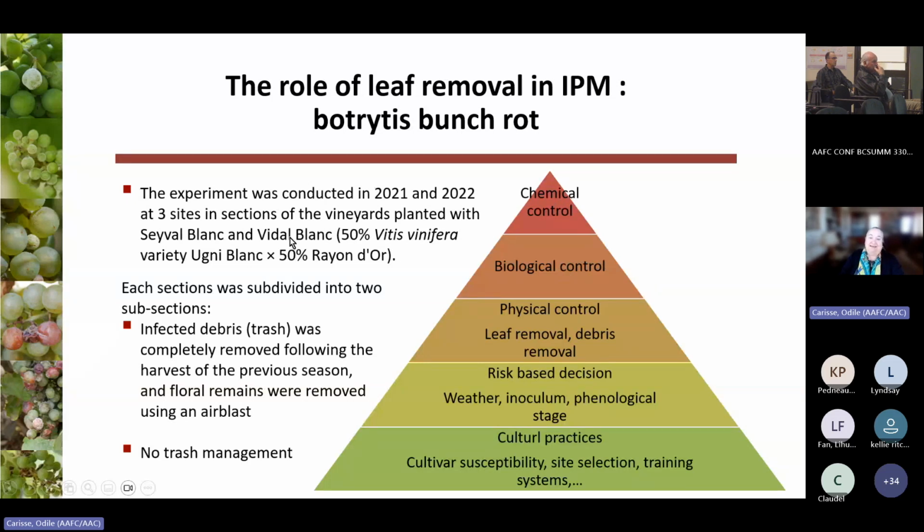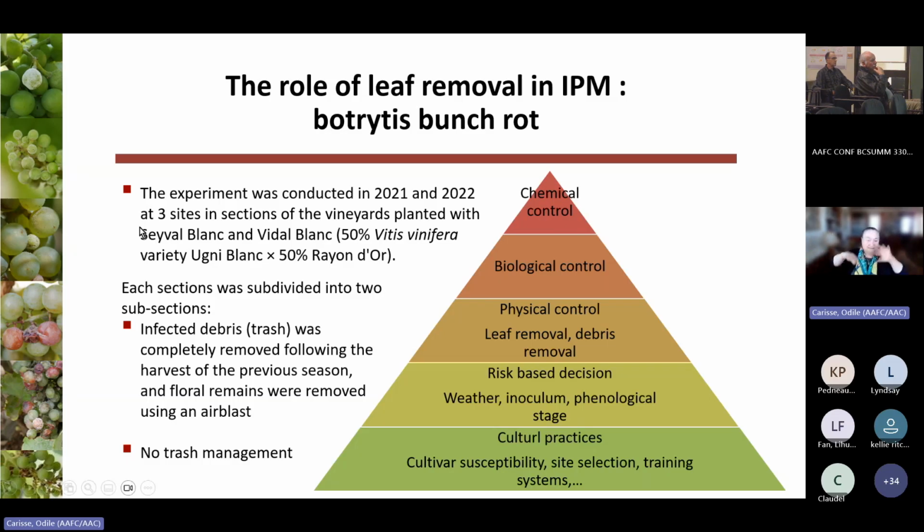So we did that at 3 vineyards, and the vineyards were, for each cultivar, split in 2 large sections. One section where we tried to remove all debris left in the fall, and following the flowering period, as much as we could. So we call it the trash management section and a no trash management section.